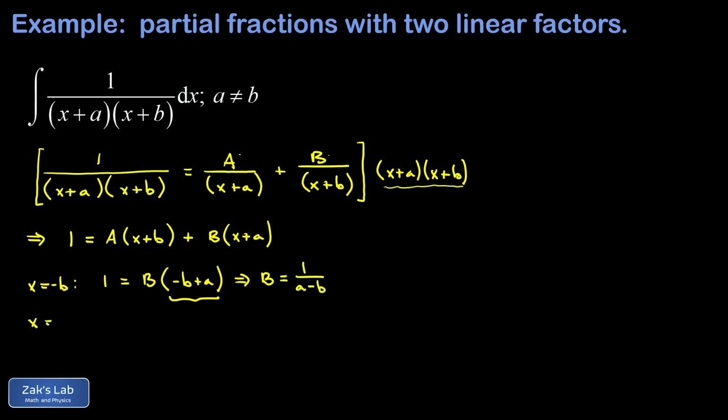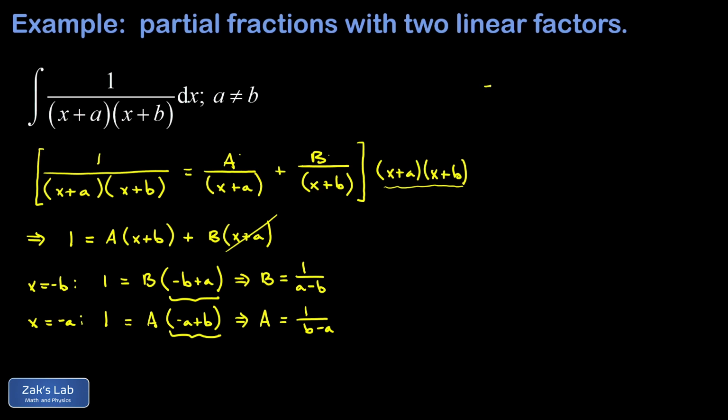When I substitute in x equals negative little a, the other term is going to vanish. The second term vanishes instead, and I end up with a 1 on the left-hand side, and then big A times negative little a plus little b. Again, we could write that factor as b minus a, and I end up with large A, my second undetermined constant, is 1 over little b minus little a. So there's a nice symmetry to the way these are coming out.